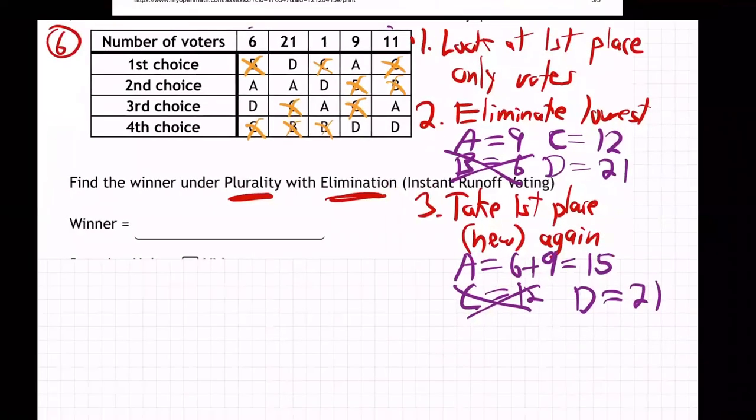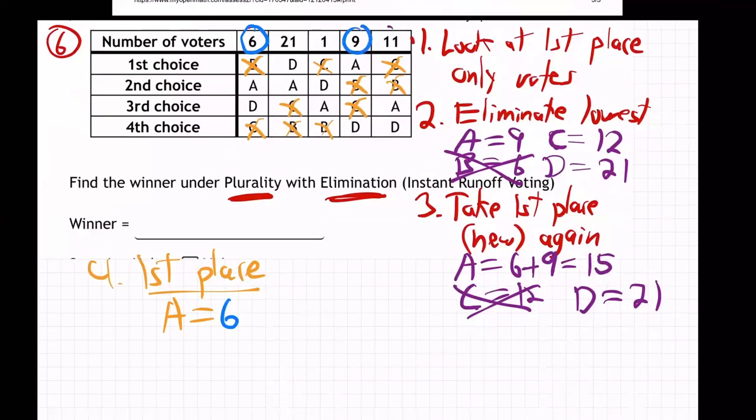So now, again, it's just first place, but that's going to be shifting as people are kicked out. So how many first places does A now have? Well, these 6 are in favor of A. Let me change my color here. So these 6 like A. And anybody else? These 9 like A. Oh, and these 11 like A, don't they? See how A's tops on all those? And so what's that? 26.